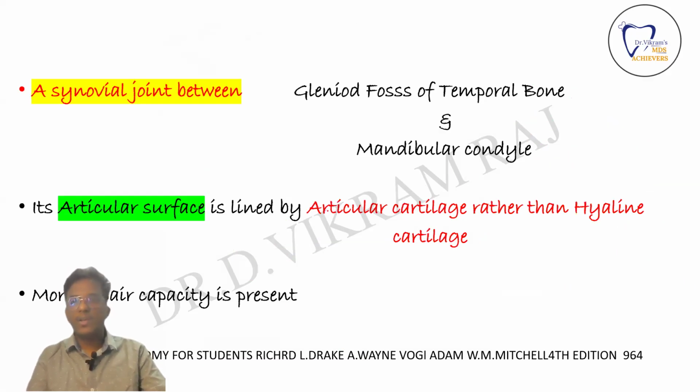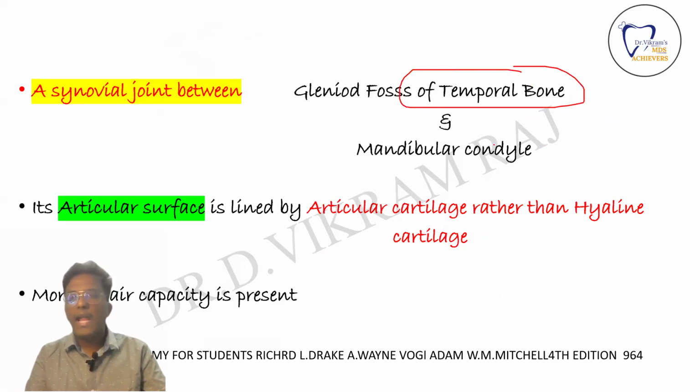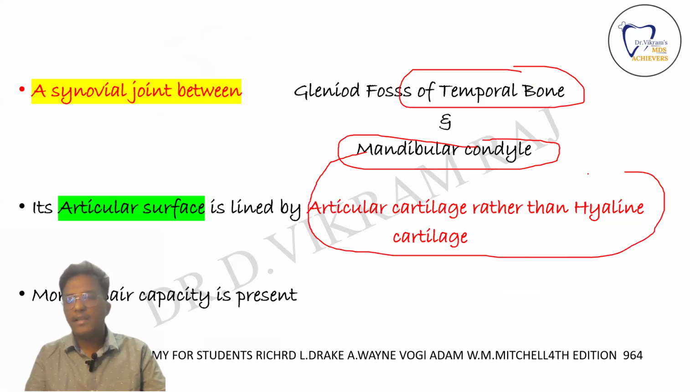The temporomandibular joint is a synovial joint between the glenoid fossa of the temporal bone and the mandibular condyle. Its articular surface is lined by fibrous articular cartilage rather than hyaline cartilage, so it has a much greater repair capacity.